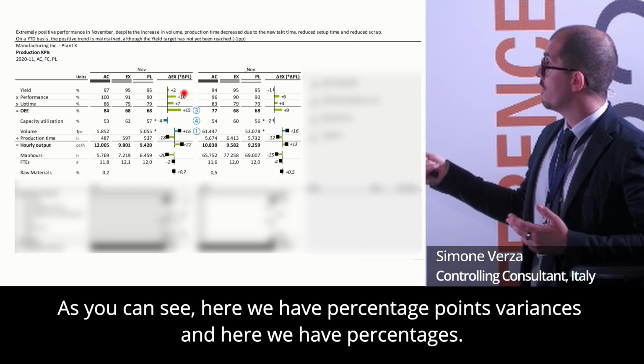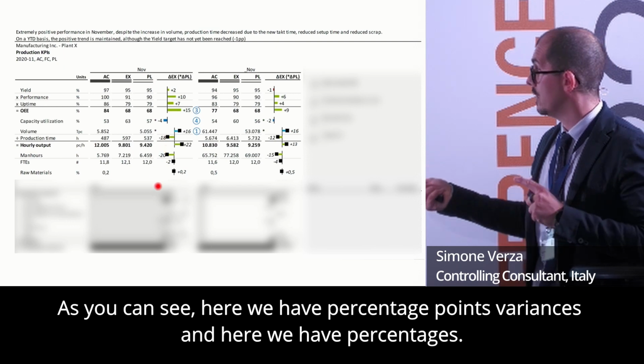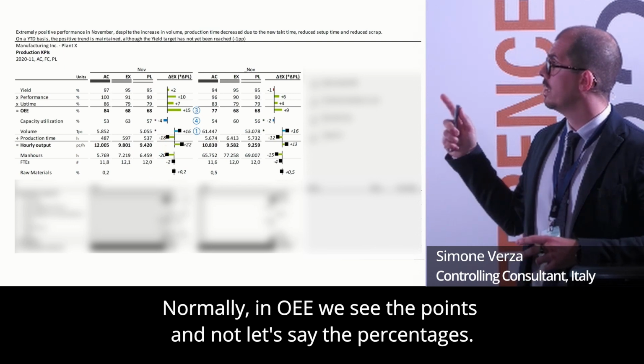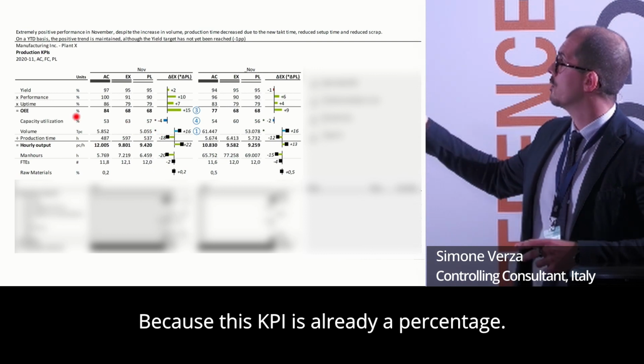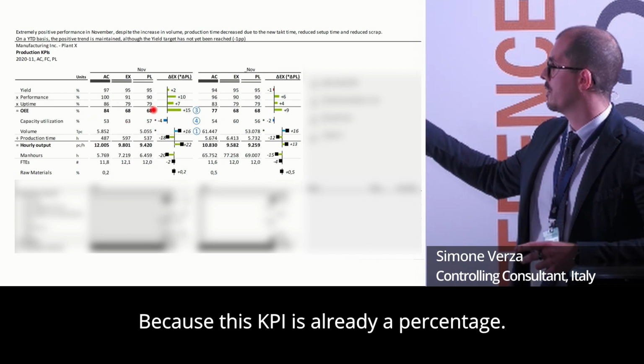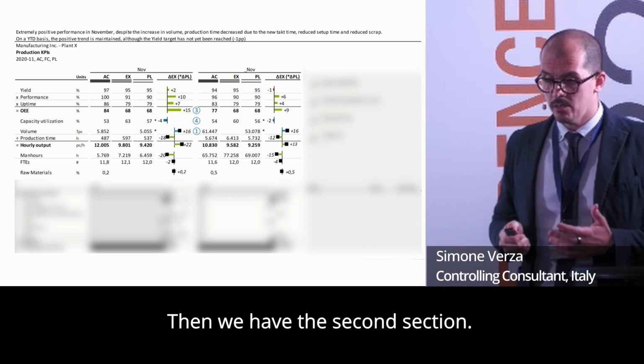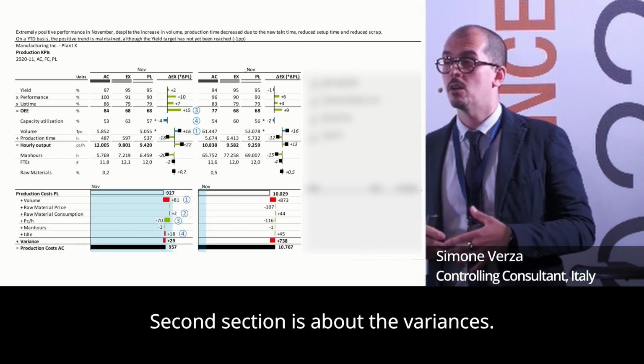As you can see here, we have percentage point variances, and here we have percentages. So we have this difference. Normally in OEE we see the points and not the percentages, because this KPI is already a percentage. Then we have the second section. The second section is about variances.